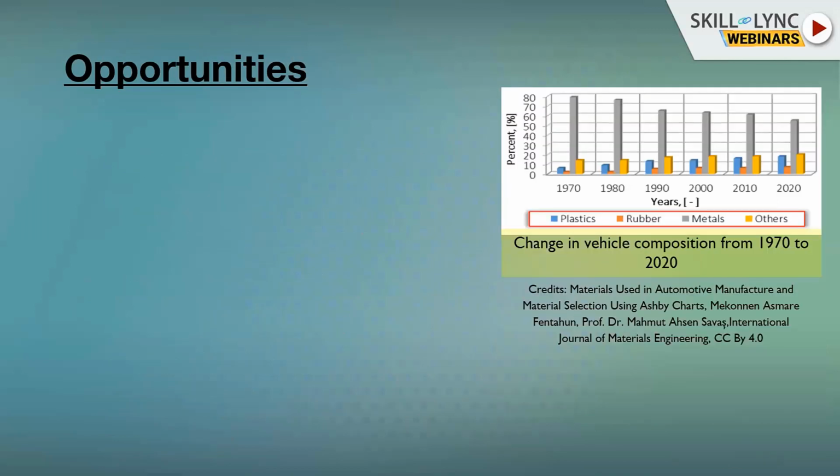So we discussed about the 6 most used plastics in automotive industry. Now let's find out what opportunities do we have in plastic domain.